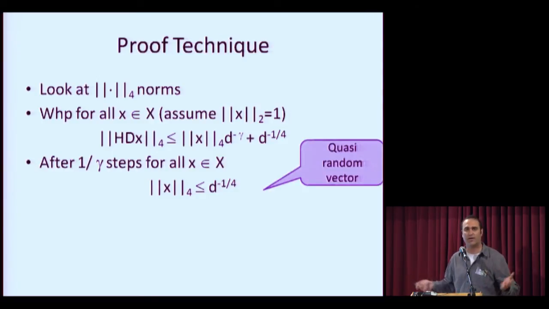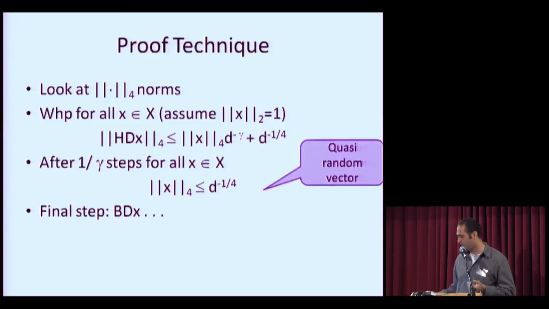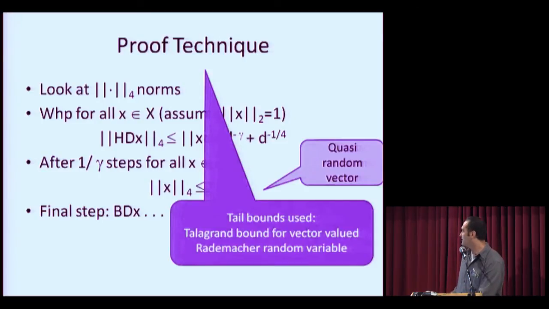If you take a random Gaussian vector, say its L2 norm is 1, you normalize, then this will be its L4 norm. And that's good for Johnson-Lindenstrauss. Okay, and this final step is this error-correcting matrix, which I won't say more about. The tail bounds that were used were a bit more complicated than the ones I showed earlier. We use Talagrand's bound for vector-valued Rademacher random variables.